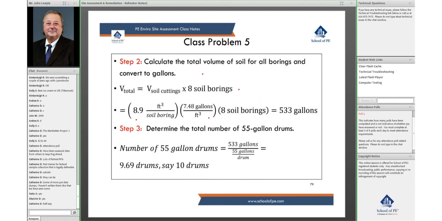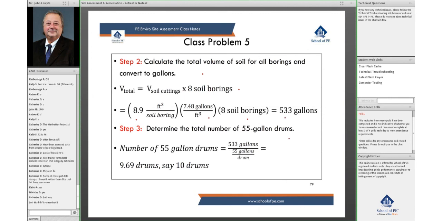For 8 soil borings, we're just converting this into gallons because we want to put them into 55-gallon drums. That turns out to be about 533 gallons. So the number of 55-gallon drums turns out to be about 9.69, or about 10 drums. Pretty straightforward calculation.